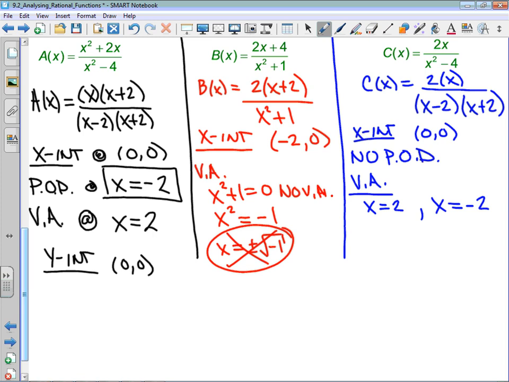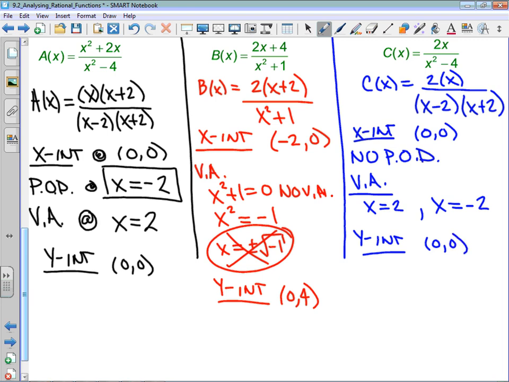For my red function, if I wanted to find my y-intercept, I would put 0 in for x. So that's going to be 2 times 2, which is 4, divided by 1. My y-intercept is at 0, 4. On my blue function, again, it goes through the origin. So we could just skip and say that my y-intercept is at the origin as well.